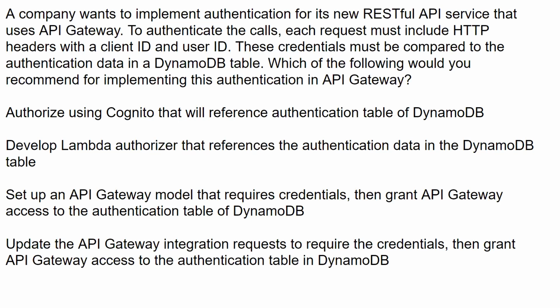Authorize using Cognito that will reference the authentication table of DynamoDB. Develop a Lambda authorizer that references the authentication data in the DynamoDB table. Set up an API Gateway model that requires credentials, then grant API Gateway access to the authentication table of DynamoDB. Update the API Gateway integration requests to require the credentials, then grant API Gateway access to the authentication table in DynamoDB.